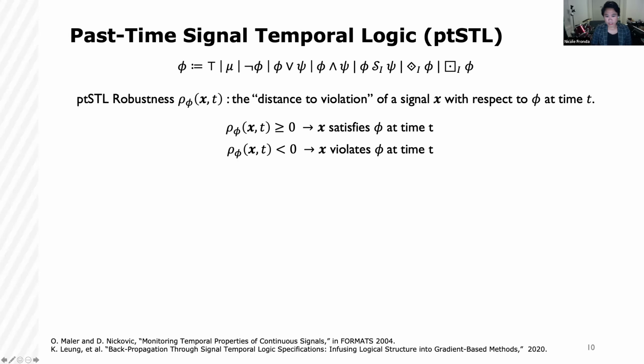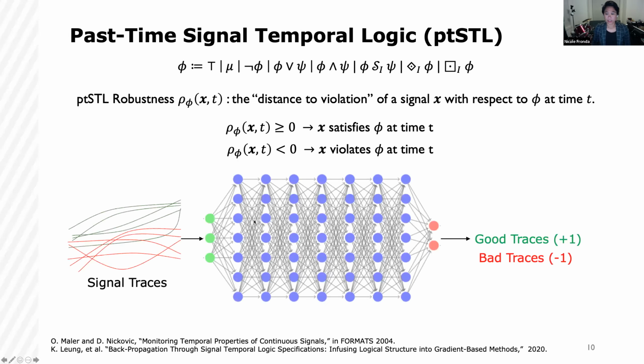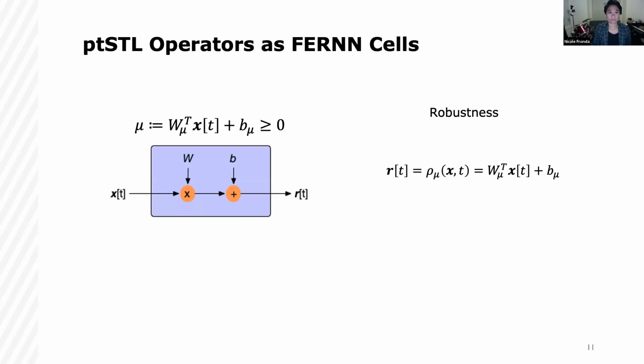With this notion, we can train the RNN with robustness labels instead of binary labels, and effectively accomplish the same thing, as the sign of the robustness value indicates the RNN's classification of a good or bad signal trace. In this case, a good trace is one that satisfies the specification phi, and a bad trace is one that violates it. So in this way, the RNN becomes a representation of the formula.